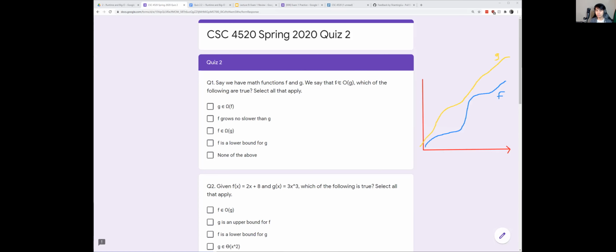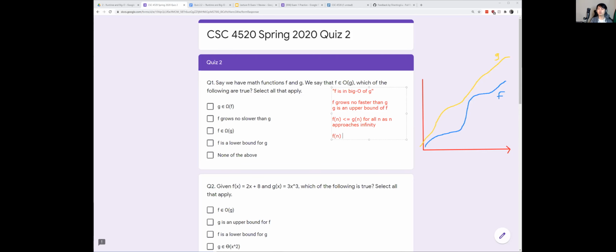But the idea behind f is in O of g, that's how you would say this, f is in big O of g, is that f grows no faster than g, right? The rate at which f increases will be upper bounded by g. So in other words, g is an upper bound of f. We can also say, using more formal mathematical properties, that f of n is going to be less than or equal to some g of n for all n as n approaches infinity.